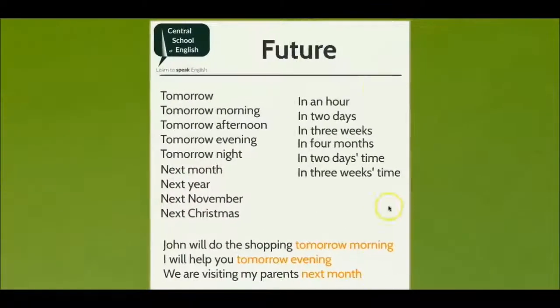When we make future statements, we use time expressions such as tomorrow, tomorrow morning, tomorrow afternoon, tomorrow evening, tomorrow night, next month, next year, next November, next Christmas, in an hour, in 2 days, in 3 weeks, in 4 months, in 2 days' time, in 3 weeks' time. For example, John will do the shopping tomorrow morning. I will help you tomorrow evening. We are visiting my parents next month.